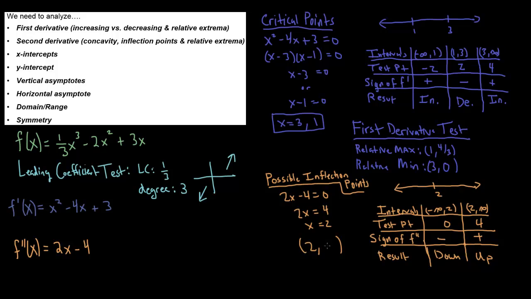Let's figure that out by evaluating f of 2. So 2 cubed is 8 divided by 3 minus 2 times 2 squared, so minus 8, plus 3 times 2, so plus 6. I get 2/3. So here's our inflection point, 2 comma 2/3. So I think we're well on our way here.